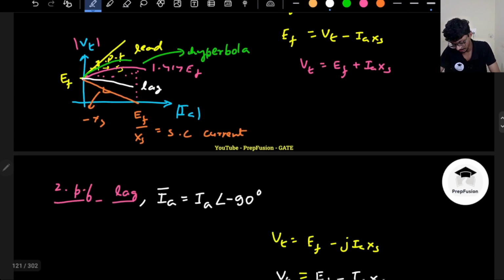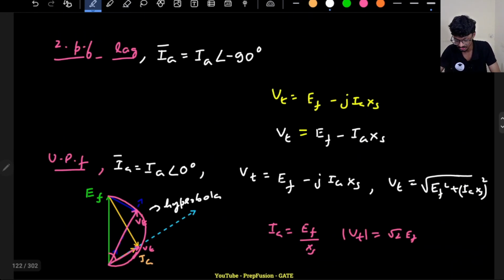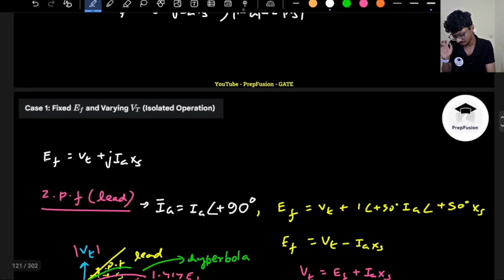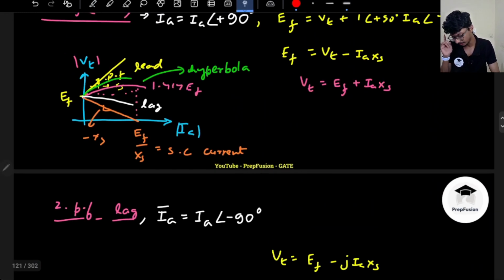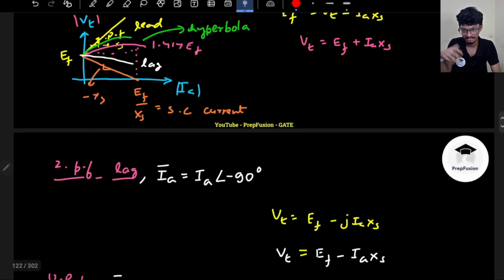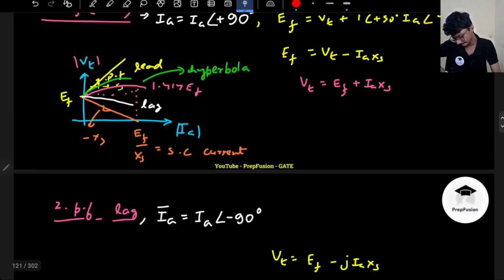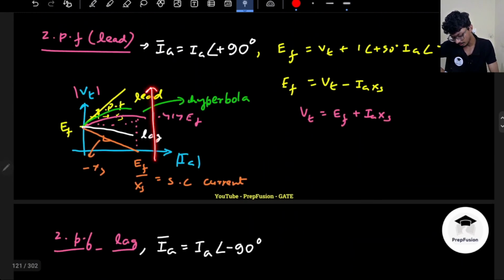So that is the graph, basically that is a summary. I just wanted to mention case one. We have just done case one where EF is fixed and VT is varying. I'm seeing the changes in VT with respect to IA and the power factor. As I go from lagging power factor to leading power factor, for the same load current, the amount of terminal voltage is increased.